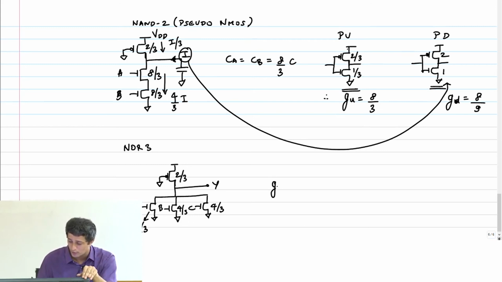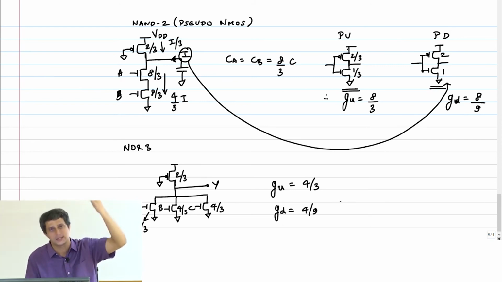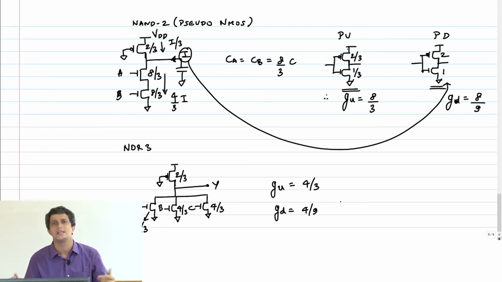What's the pull-up logical effort? 4 by 3. Pull down logical effort, 4 by 9. What if I made this an N input NOR gate? It's the same thing. That is the key advantage of getting rid of your PMOS stack. For the NOR gates, where the logical effort grows because my PMOS stack size is growing, I am able to make sure that the logical effort is 4 by 9 irrespective of how many ever input NOR gate I have. Okay?